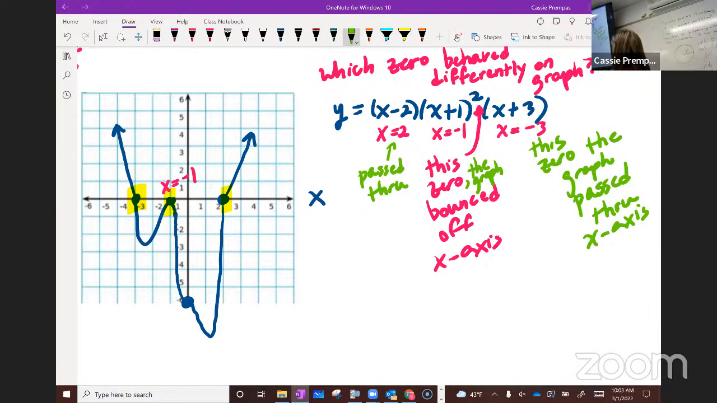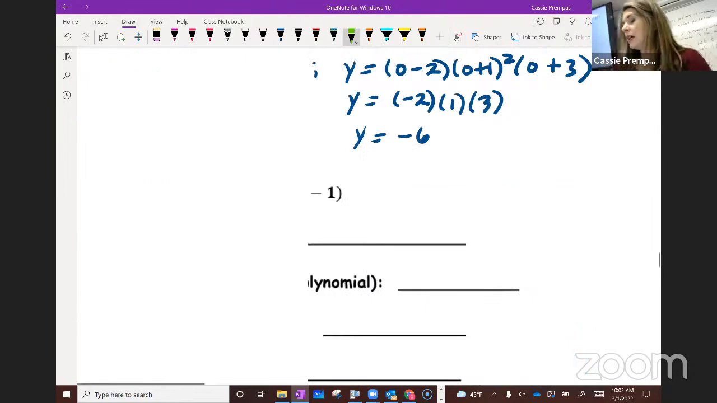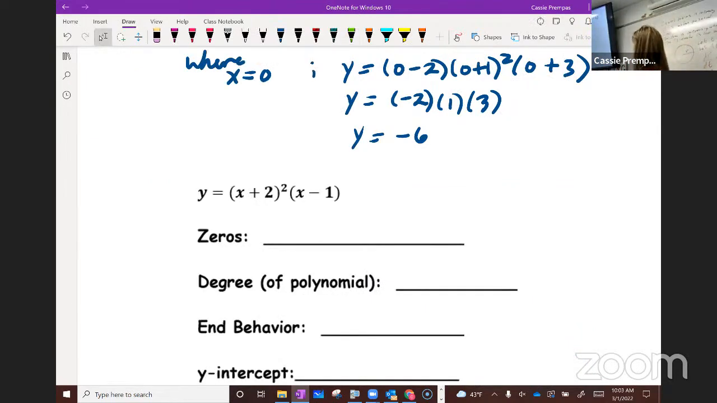Okay, so hopefully you've made some observations. Let's see if that can help us with the next one. The next one, can you find the zeros, the degree, the end behavior, and the y-intercept?